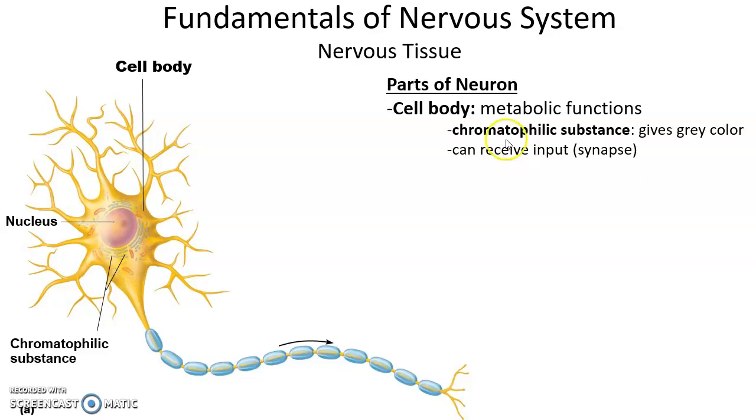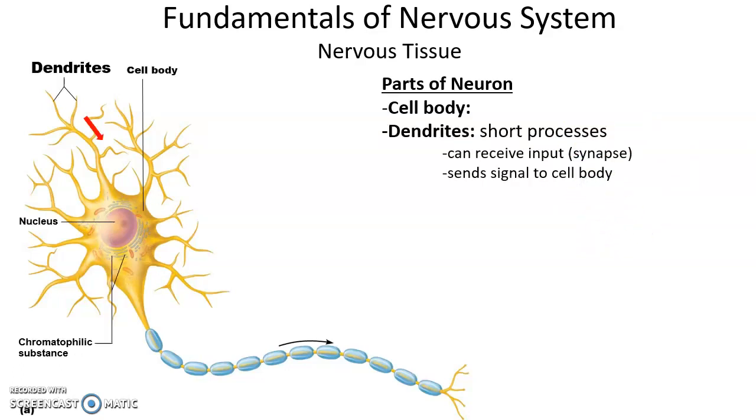the cell body. Also found in the cell body of neurons are little dark gray structural features called chromatophilic substance. Chromatophilic because it has a color, its color is gray, chromatophilic substance. And it's also pointing out that the cell body can be a receiving input for a synapse. So a synapse can form off of the cell body.